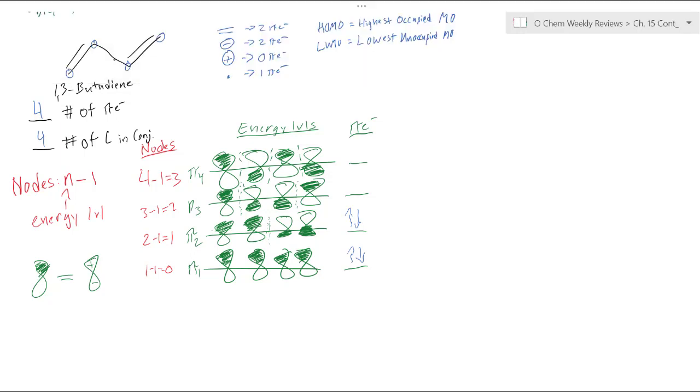Now, of the 2 occupied right here, HOMO has to be the highest one. So it's going to be N2 or pi 2. This is our HOMO because this is our highest orbital that is occupied by electrons. And then LUMO is our lowest unoccupied molecular orbital. So it's going to be this one. Okay?